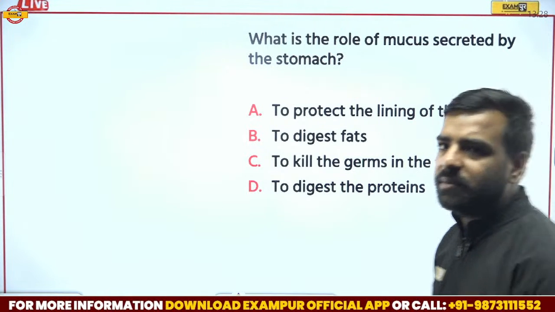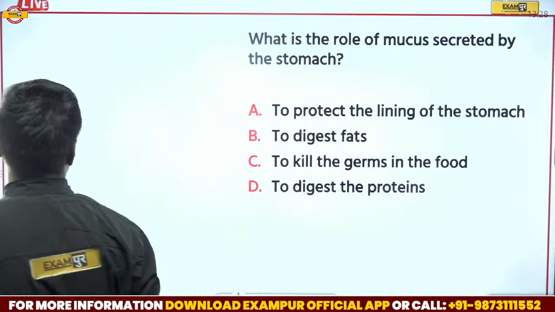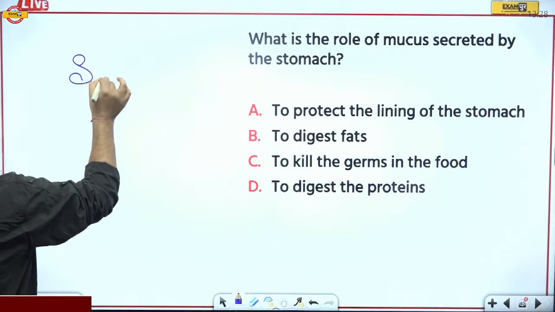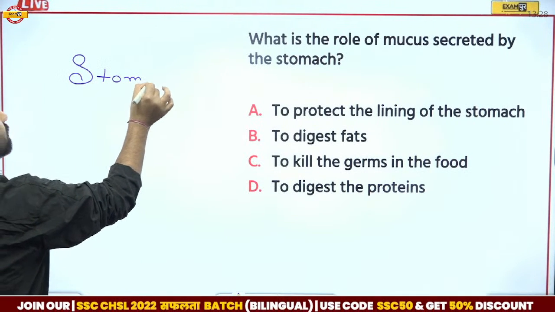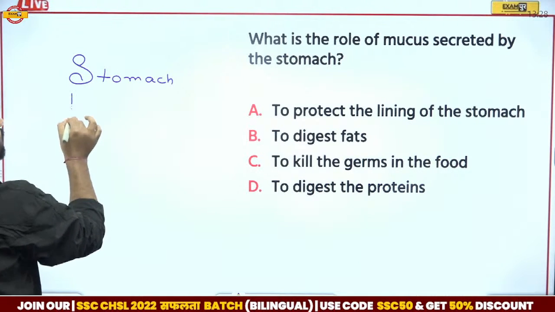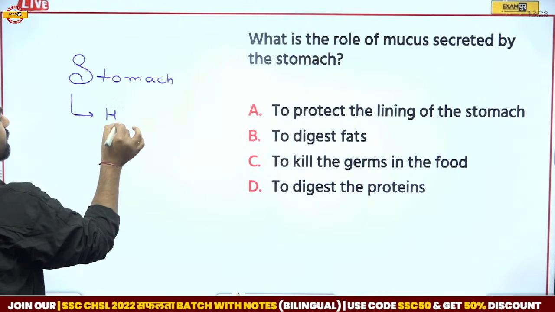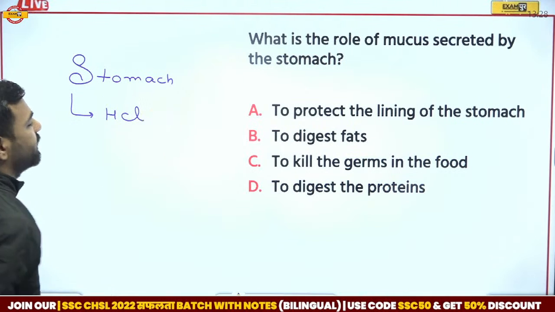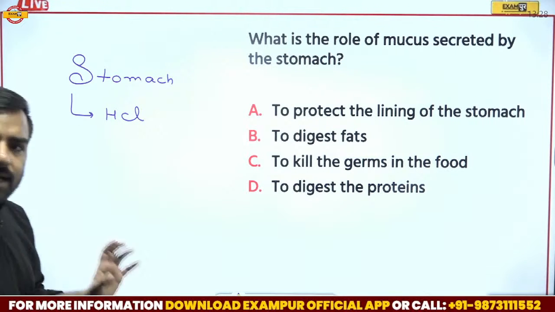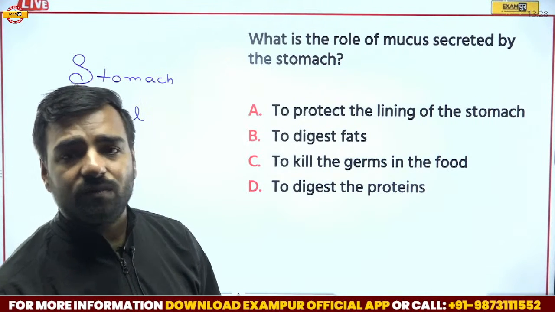Till the time you are giving me the answer, let me explain. Whenever we are talking about the stomach, we must remember some things. First thing is, in our stomach itself, we have an acid that is known as hydrochloric acid. Now, this hydrochloric acid is the dangerous one.